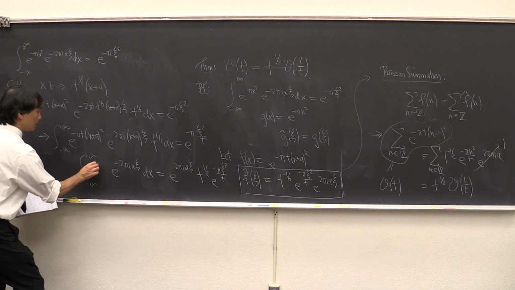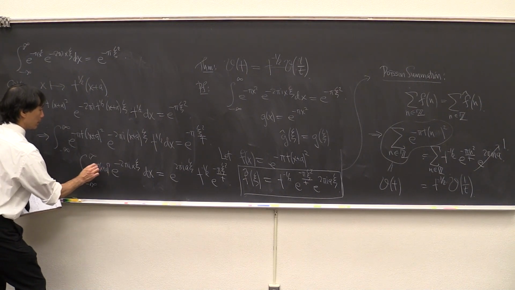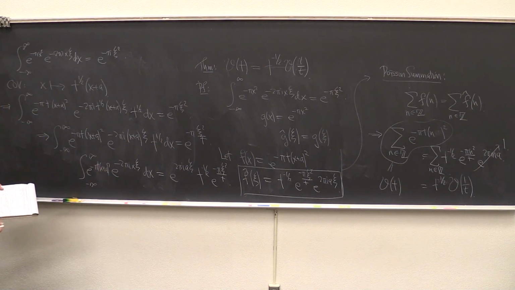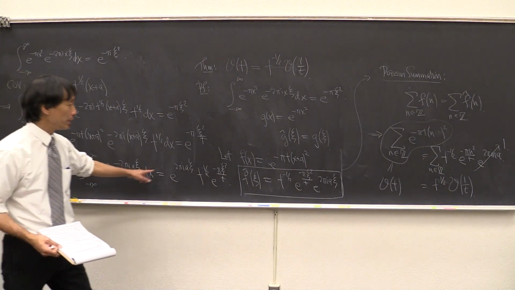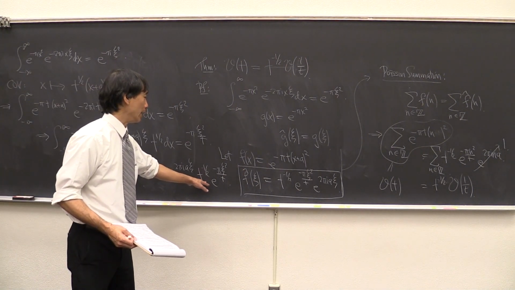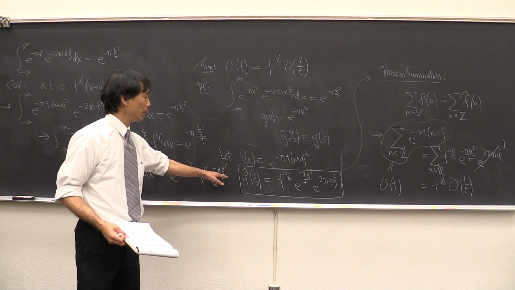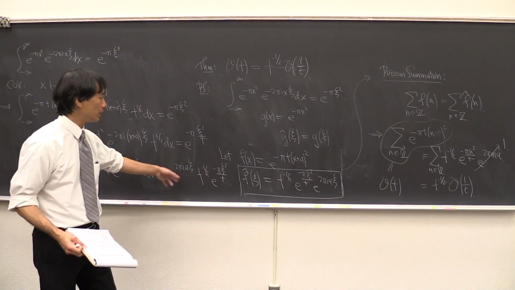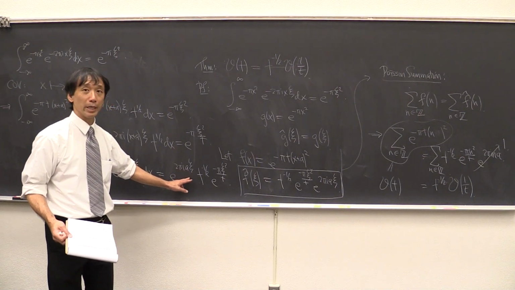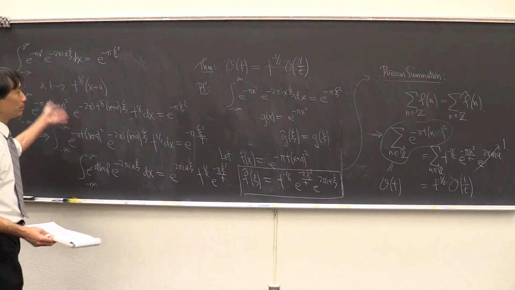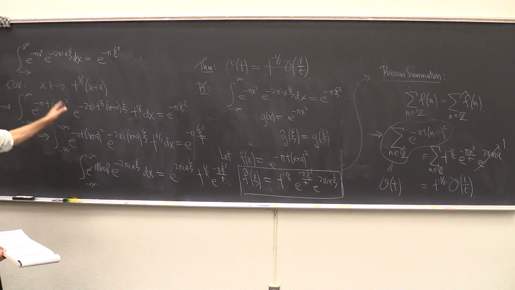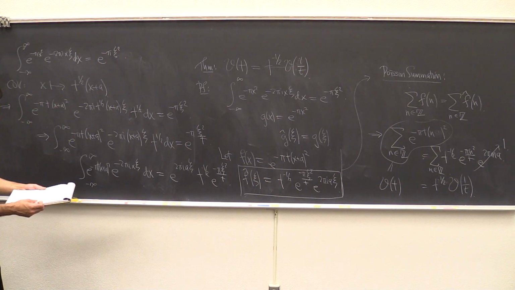e to the negative pi t times x plus a squared. Okay, and so you see we get that the Fourier transform of f is indeed t to the negative 1/2 e to the negative pi xi squared over t times e to the 2 pi i a xi. Okay, so this is the same formula.